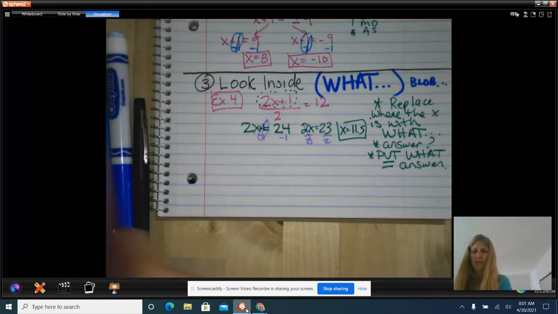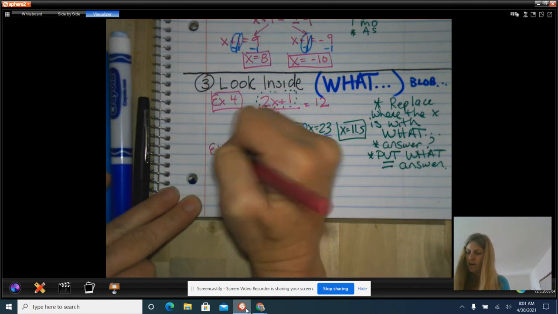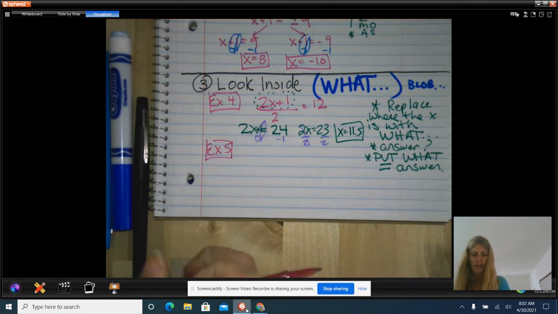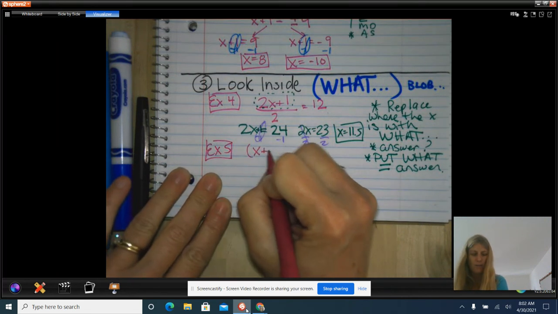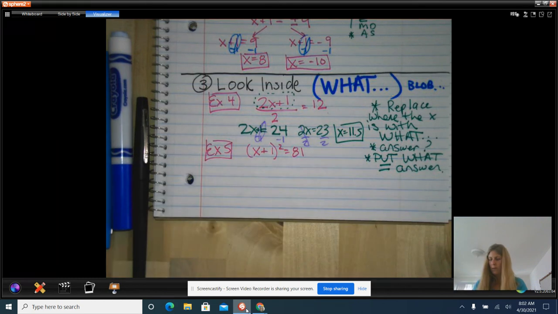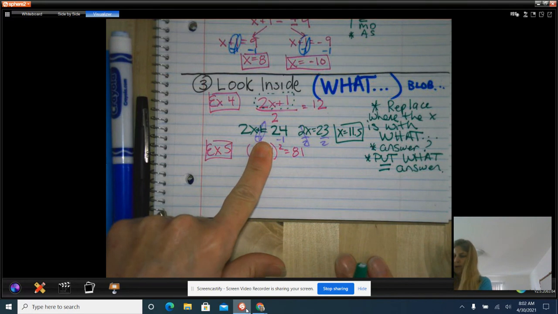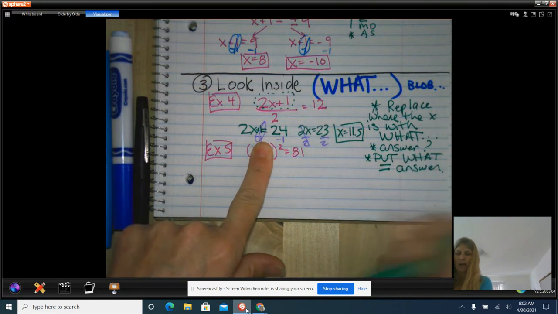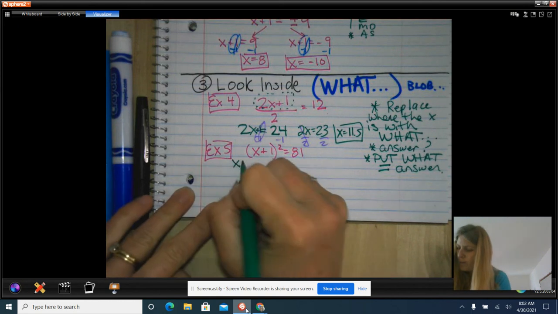Once again, this is just kind of a weird thing, and once you get the hang of it, it's kind of fun to figure out how to solve these. So we're going to do the same one that we did up above: x plus 1 squared is equal to 81. We're going to use our what technique. What squared is 81? Well, 9 squared is 81, and negative 9 squared is 81. So I write my what down, x plus 1.